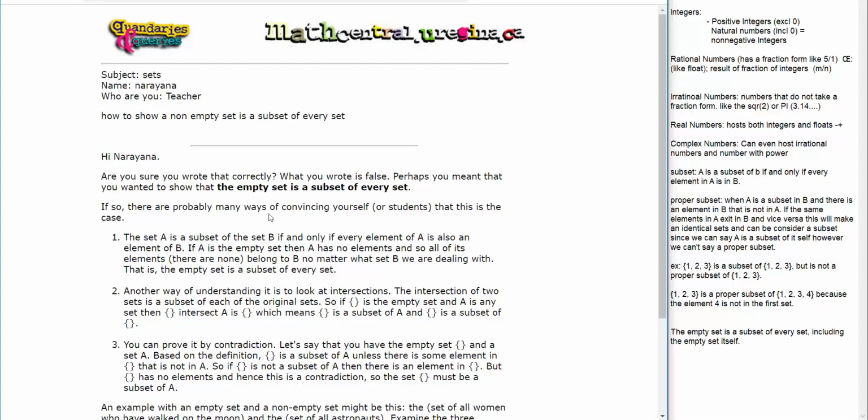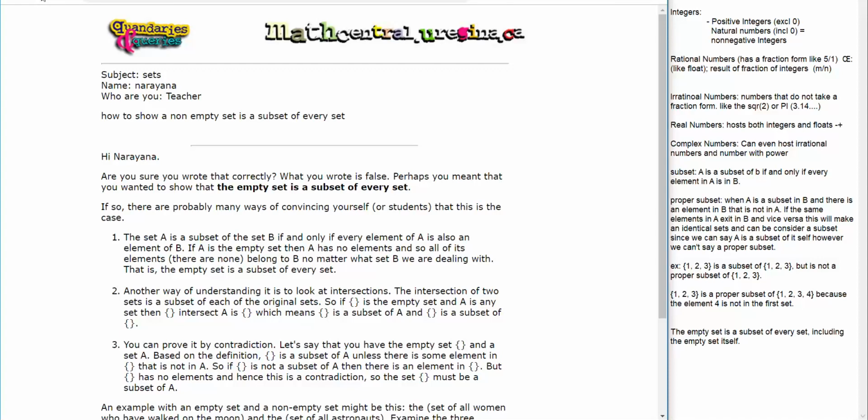There are probably many ways of convincing yourself or a student that this is the case. The set A is a subset of B if and only if every element in A is also in B. We've already seen that. If A is the empty set, then A has no elements, and so all of its elements, which are none, belong to B, no matter what set B we're dealing with. That is, the empty set is a subset of every set.